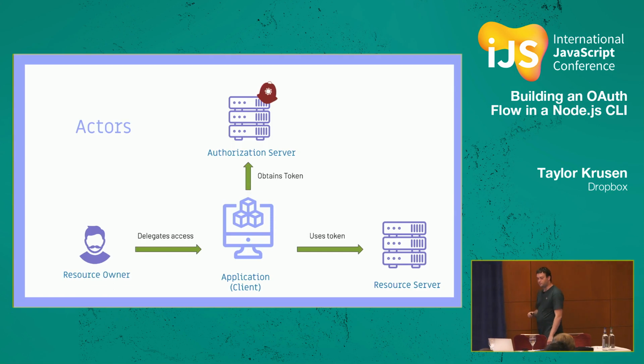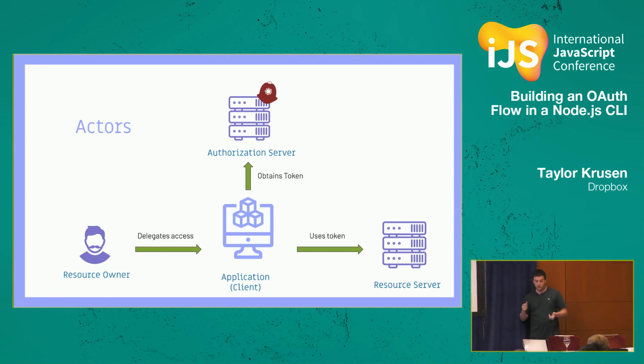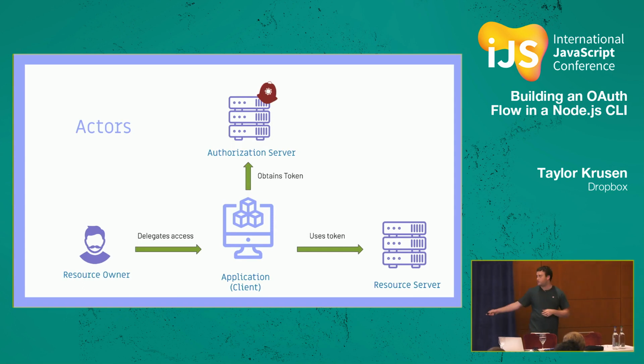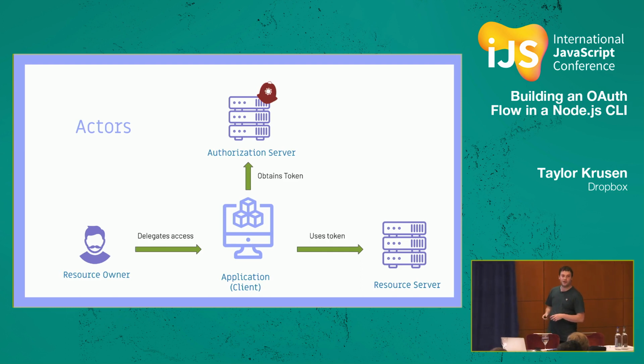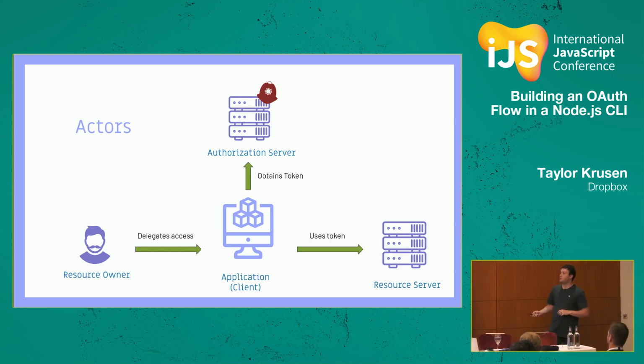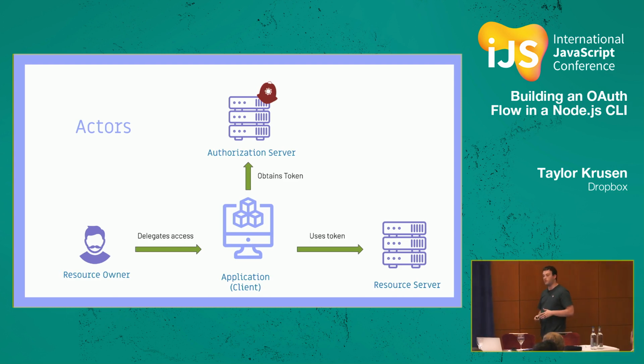Some of the different actors involved are the resource owner. Now that is the person who's using your application. Your application is here in the middle, that's the client. And that user is then delegating access to the client. The client obtains a token from an authorization server. Note this very important hat up here. We can tell it's an official server. And then we're going to use that token to interact with the resource server, which is where the data that we want to interact with lives.